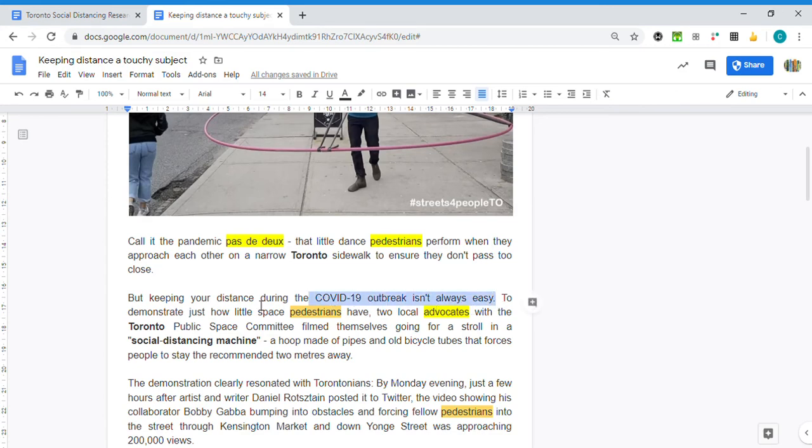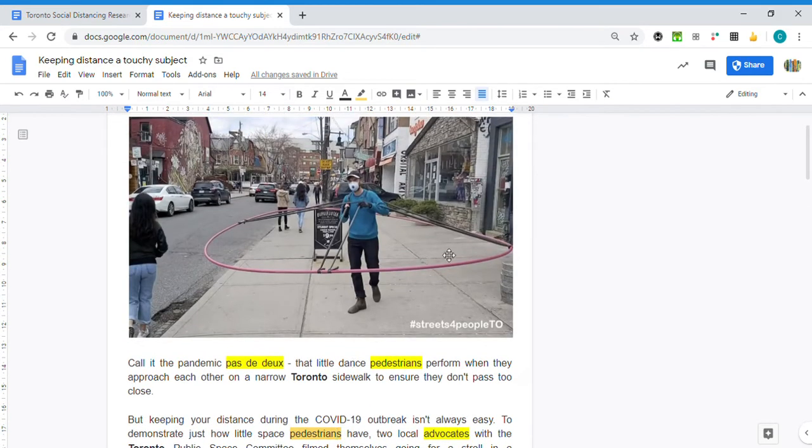Well, that's a promising topic sentence because it's telling me that there's a challenge. So I'm going to really pay attention to this paragraph. What is the challenge? To see how little space people who walk have, the Toronto Public Space Committee filmed themselves going for a stroll in a social distancing machine, a hoop made of pipes and old bicycle tubes that forces people to stay the recommended 2 meters away. Okay. So this is showing me what this picture is. He's showing how difficult it is to have people stay away from him.